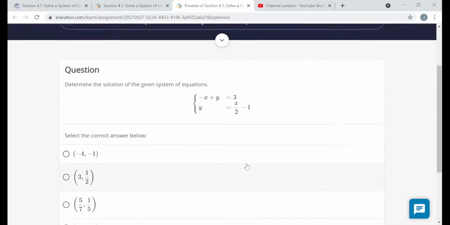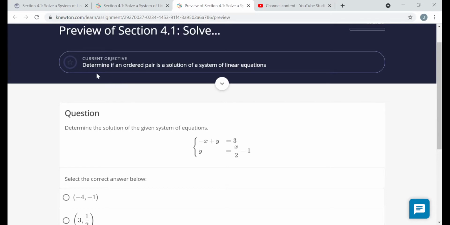Alright, so the first question is on the objective, determine if an ordered pair is a solution of a system of linear equations. In this section, we're going to be looking at systems of linear equations with two variables, right? So just x and y, and most of these will be just x and y. What we're trying to do is determine what ordered pairs are solutions of the system.